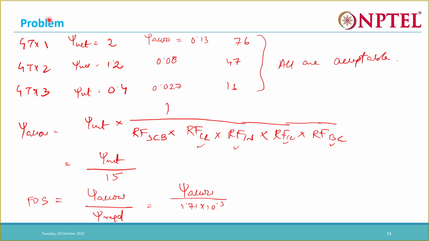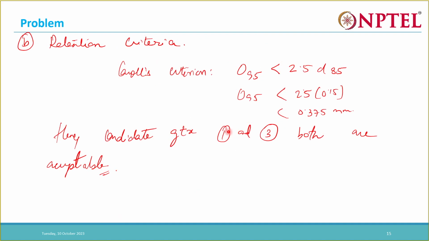For geotextiles 1, 2 and 3, the ultimate permittivities are given. We convert the ultimate permittivity to allowable permittivity by dividing by the reduction factor. To determine the factor of safety, we take the allowable divided by the required. You can see these are the factors of safety that we found out. These are more than sufficient, a very high factor of safety. So this was all about the permeability criteria, the flow criteria. Then we need to establish the retention criteria.